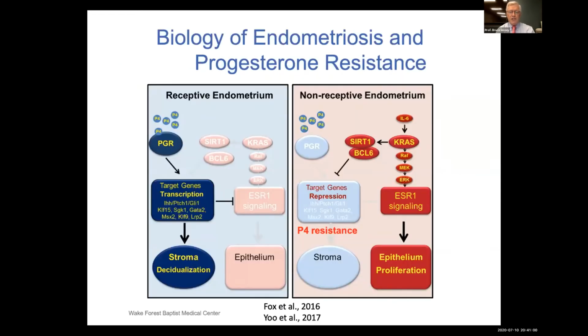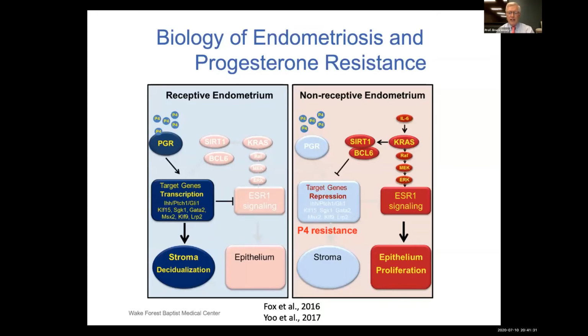So we have been studying the endometrium of women with endometriosis, and we've come up with a model shown here. Normally, under the receptive or blue box, you can see that progesterone, when it's available, acts through progesterone receptors and turns on a series of transcriptions and genes that then allows normal decidualization. But most importantly, progesterone turns off estrogen signaling.